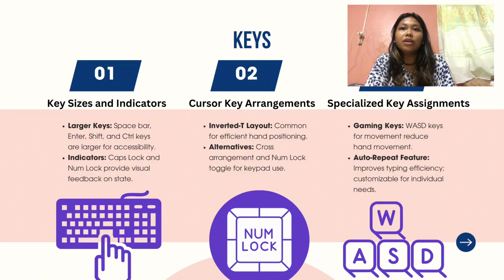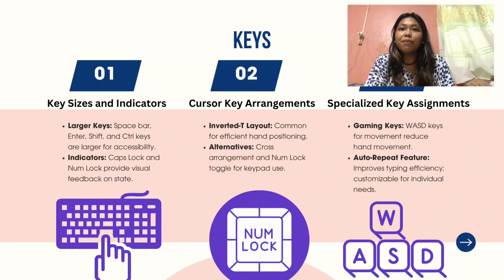Cursor keys or arrow keys are often arranged in an inverted T layout, which allows users to place their fingers in a way that minimizes hand movements. This is ideal for efficient navigation. An alternative cross arrangement can be more intuitive for beginners, and some keyboards allow the numlock to toggle the number pad into an arrow mode, further expanding navigation options.